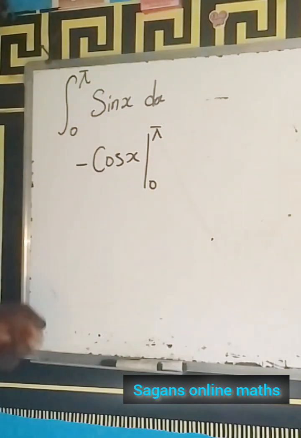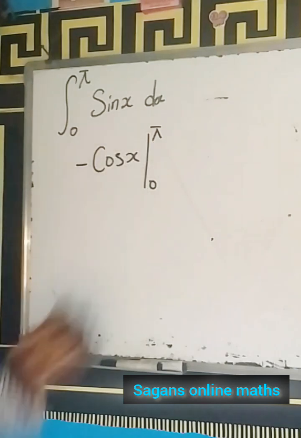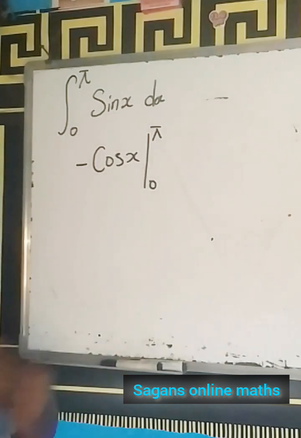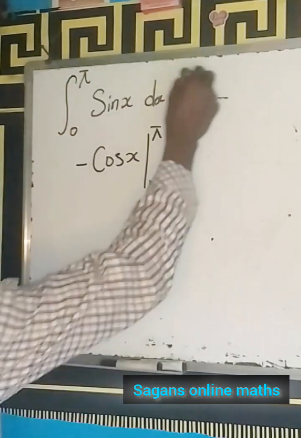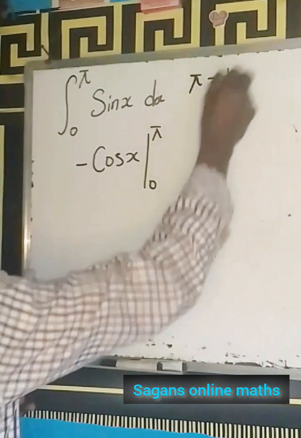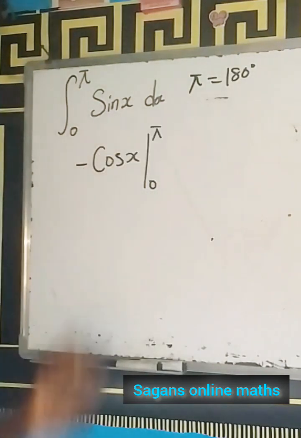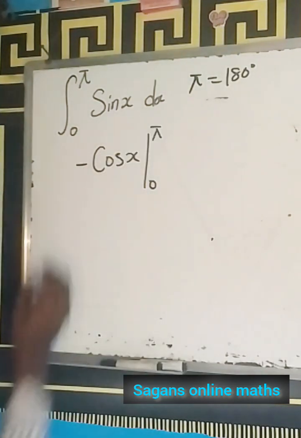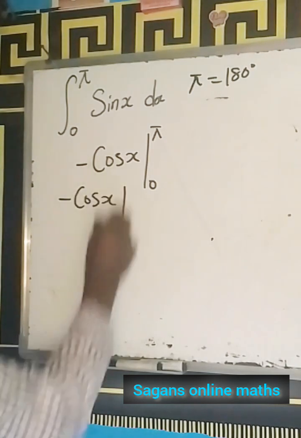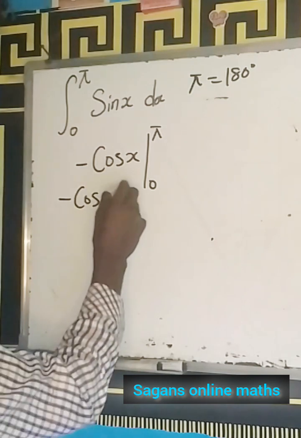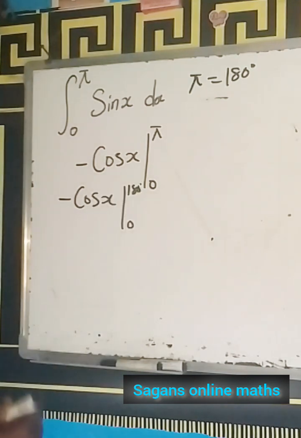Now our second step is to change this from radians, because this pi is in radians. And remember I told you that pi equals 180 in degrees, but this is in radians. That means pi equals 180 degrees. Remember that pi in radians is 180 degrees. Now see that this is minus cos x, and remember that this is from 0 to 180 degrees.